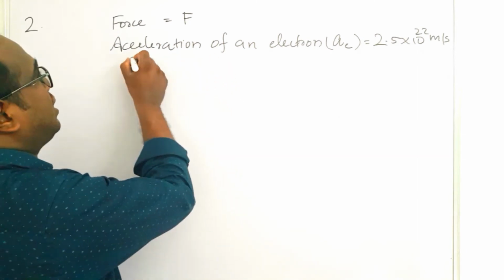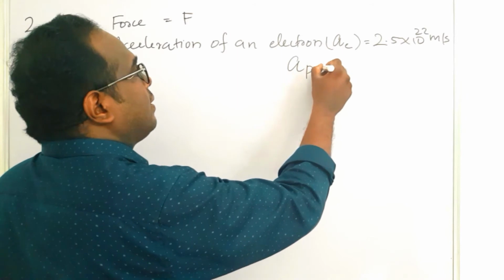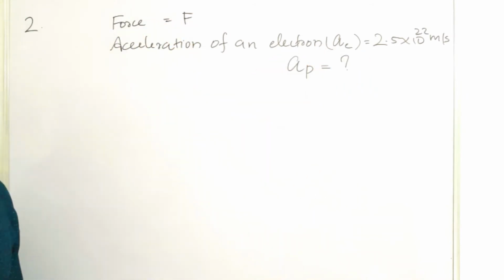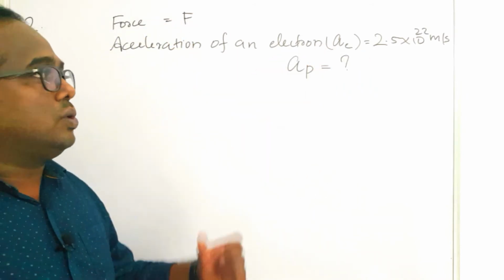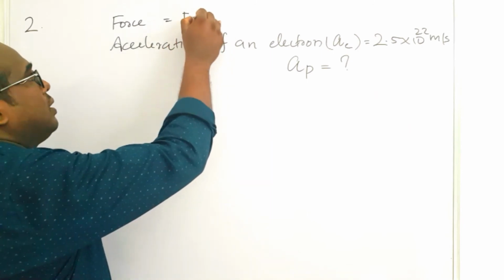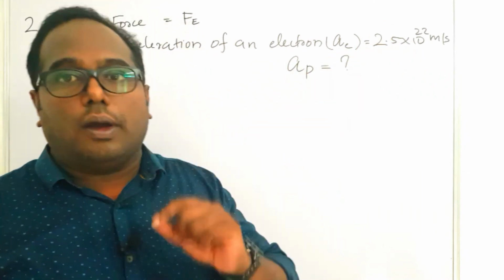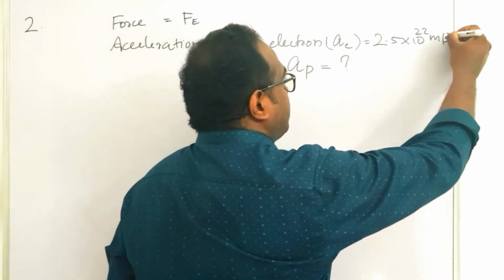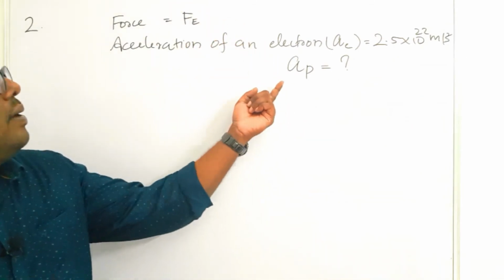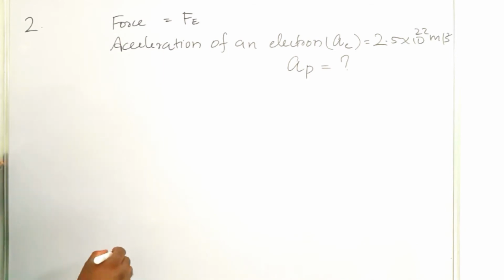What will be the acceleration of a proton, AP, under the action of the same force? So, under the action of a Coulombian force, electrostatic force FE, the acceleration of an electron is 2.5 into 10 raised to 22 meter per second square. Then what will be the acceleration of a proton? I'll give you the options.